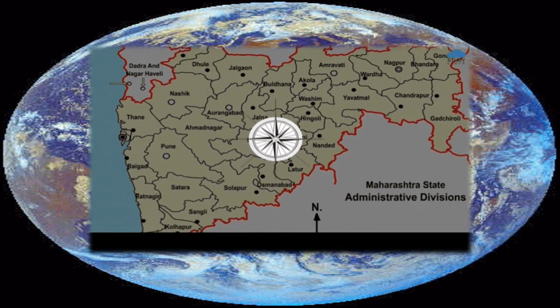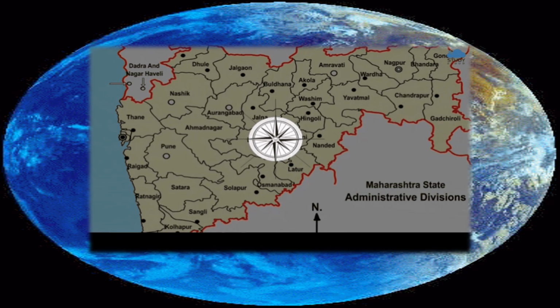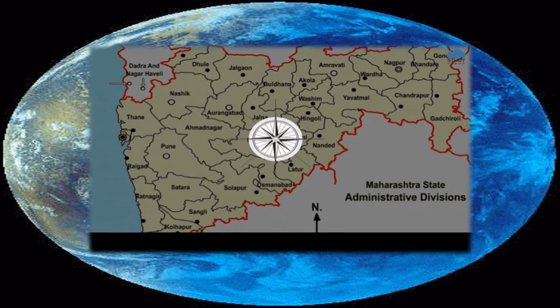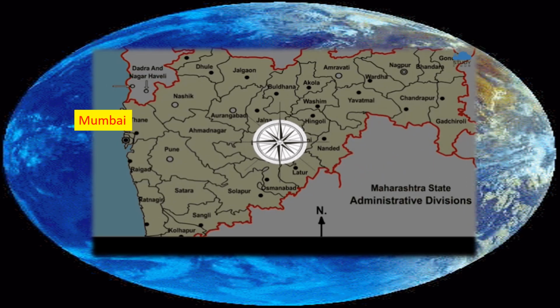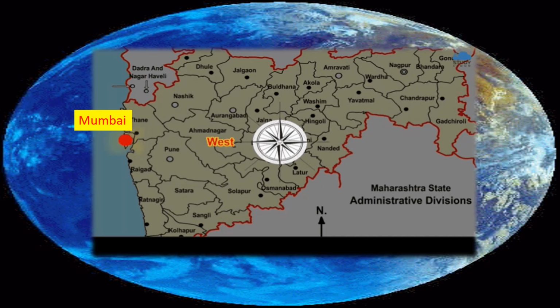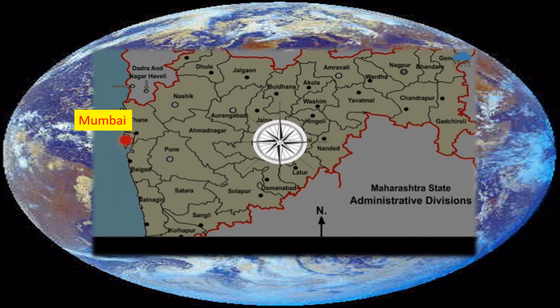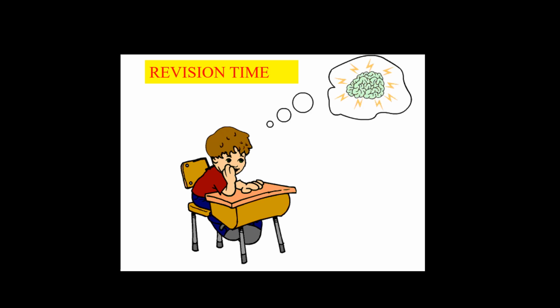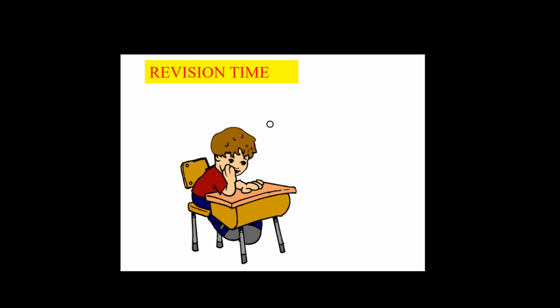Suppose you keep the compass rose in the middle of the map of Maharashtra state, where will Mumbai be? If you keep the compass rose in the middle, Mumbai will be on the west side. Okay, children. So it's revision time now. Let's move on.